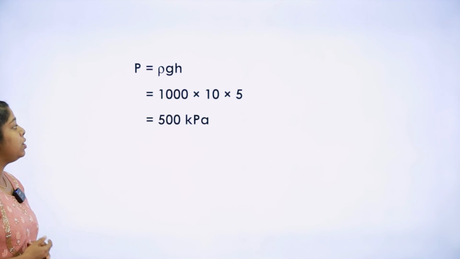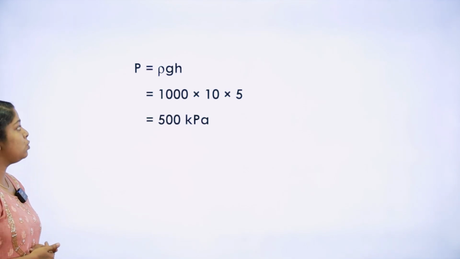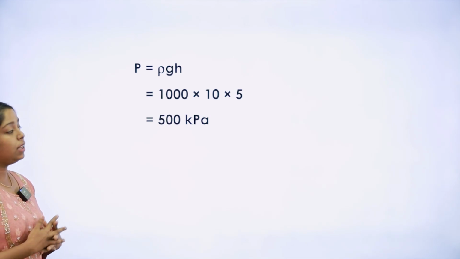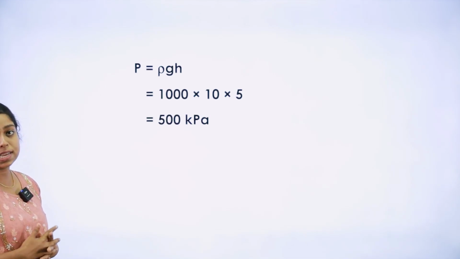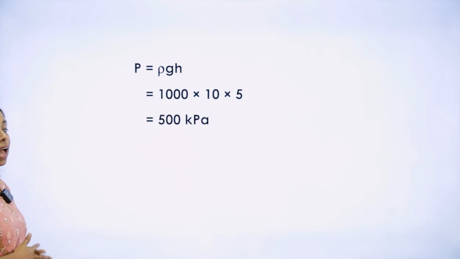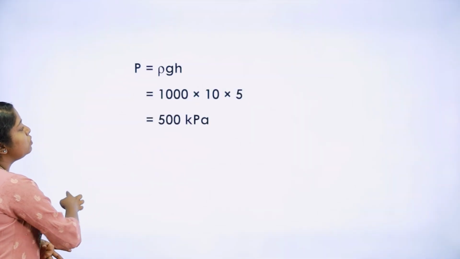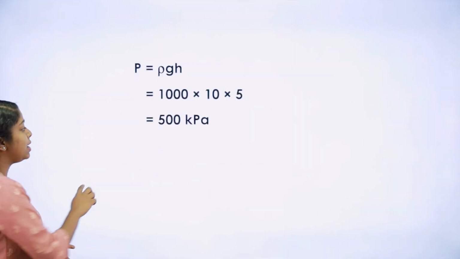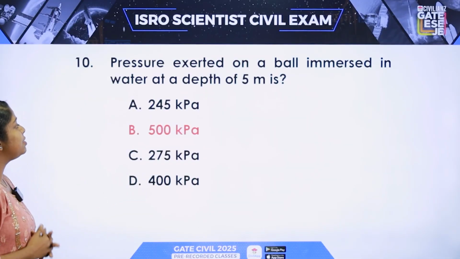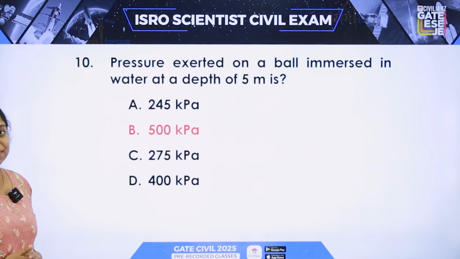The density of the water is 1000 kg per meter cube and the gravitational acceleration is taken as 10 meter per second square and the height is given in the question as 5. So, on solving, we will obtain the answer as 500 kilopascal. So, option B is the right answer.